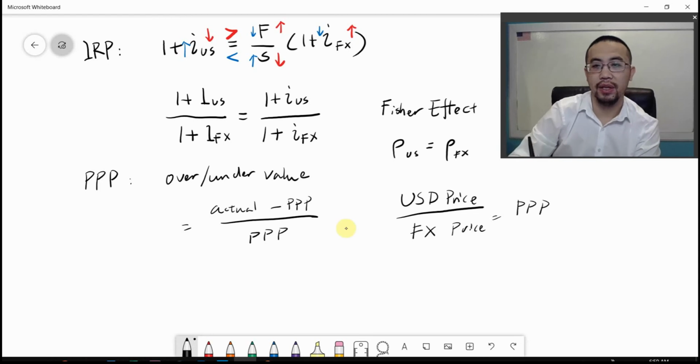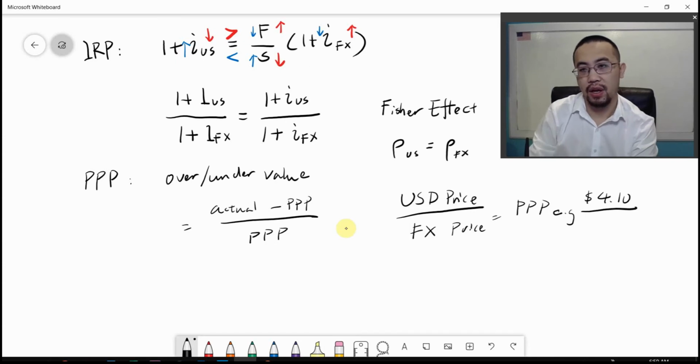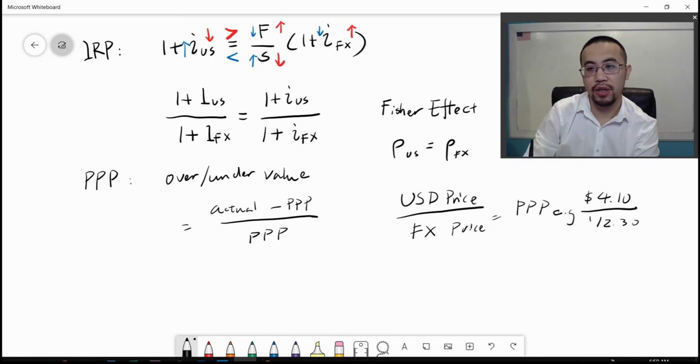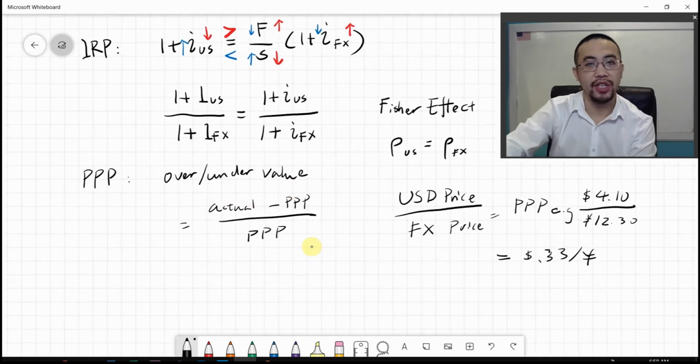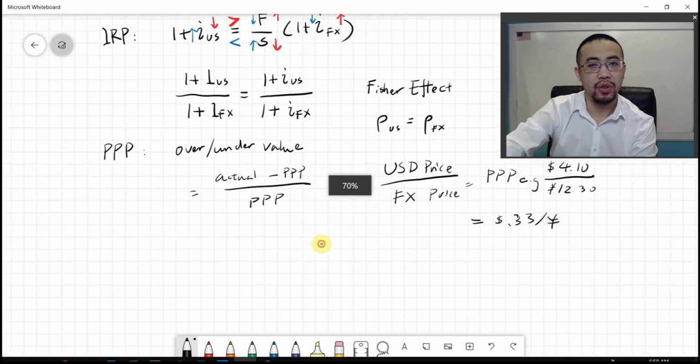For example, if a Big Mac in the United States is $4.1, and it is 12.3 Chinese yuan in China, so the PPP rate for Chinese yuan should be $0.33 per Chinese yuan. And then based on the actual rate, you can calculate the overvaluation or undervaluation.